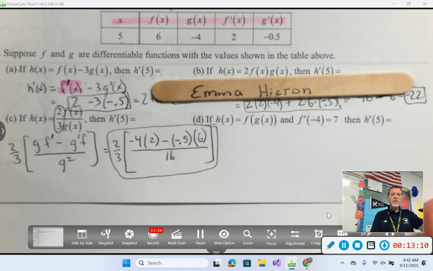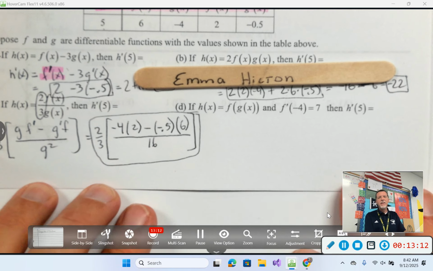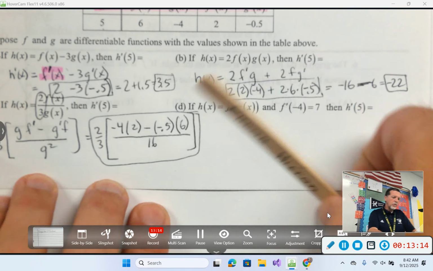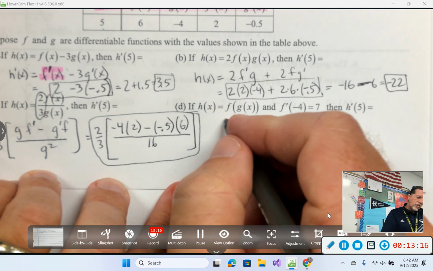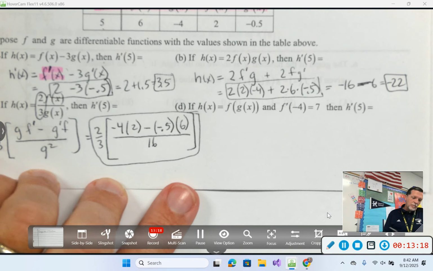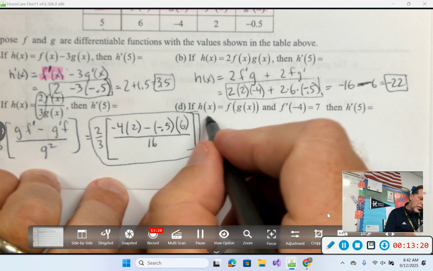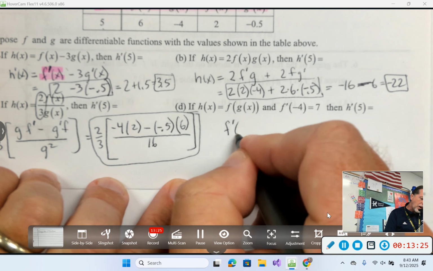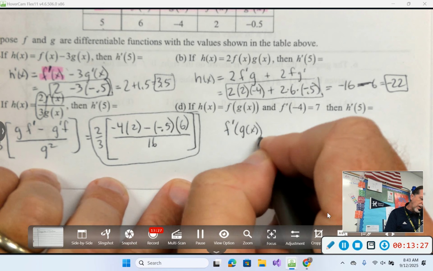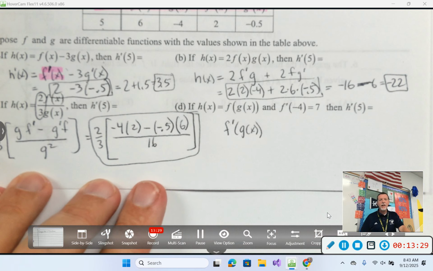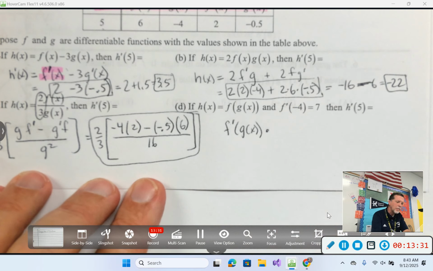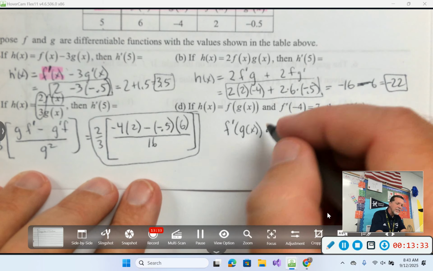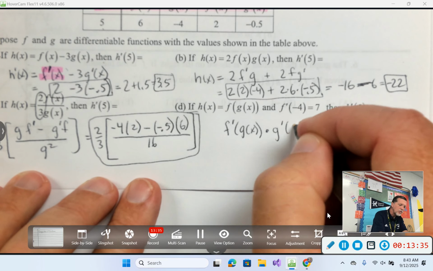Emma, how about part D? What rule are we thinking there? Chain rule. Okay. So chain rule, outside in, blow pops. There was one that was nearly identical to this on the test. f prime of g of x, right, one layer at a time, there's our outside layer, times the derivative of the inside, so times g prime of x.